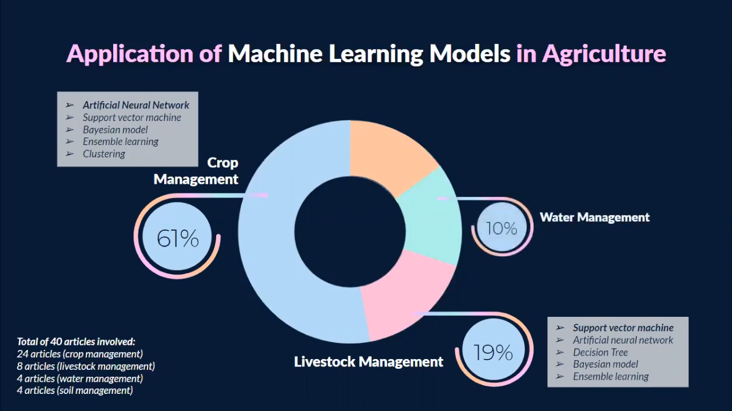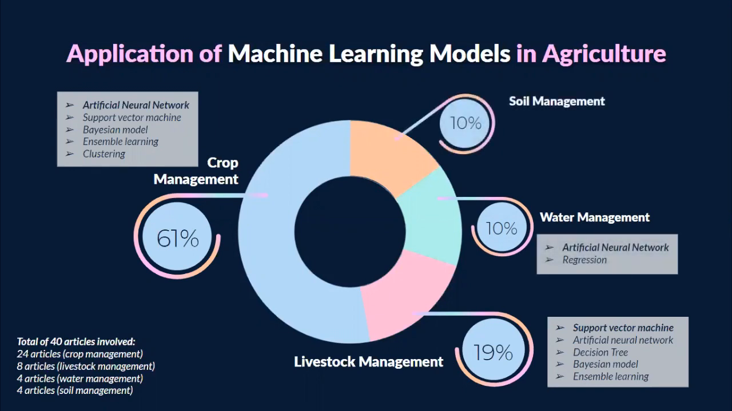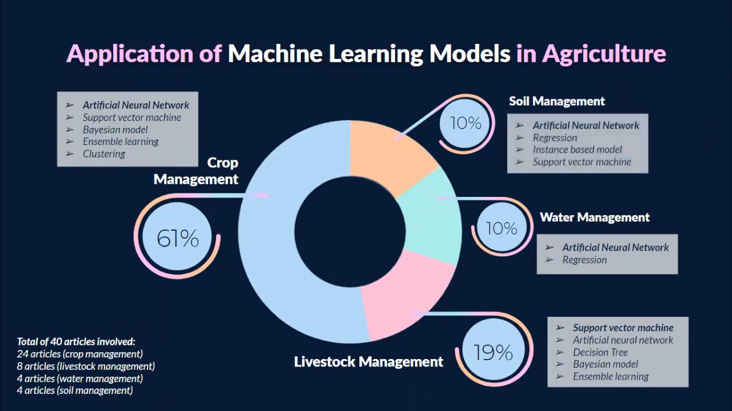In water management, two machine learning models have been applied, which are artificial neural network and regression. And last but not least, in soil management, machine learning models that have been applied are artificial neural network, regression, instance-based model, and also support vector machine.